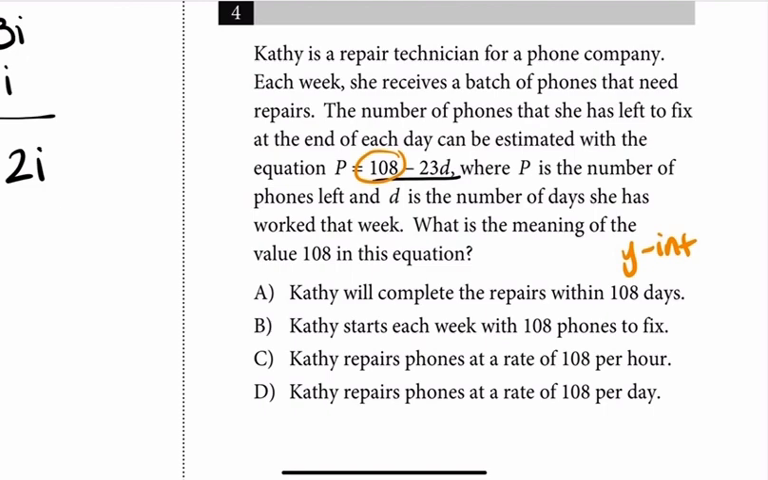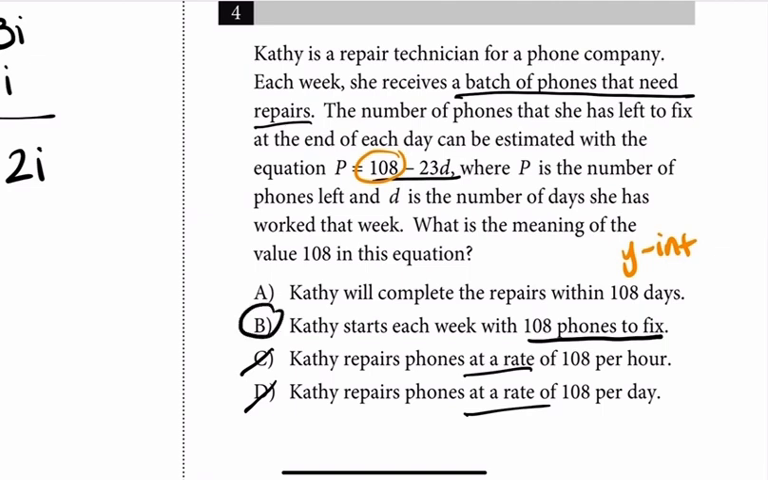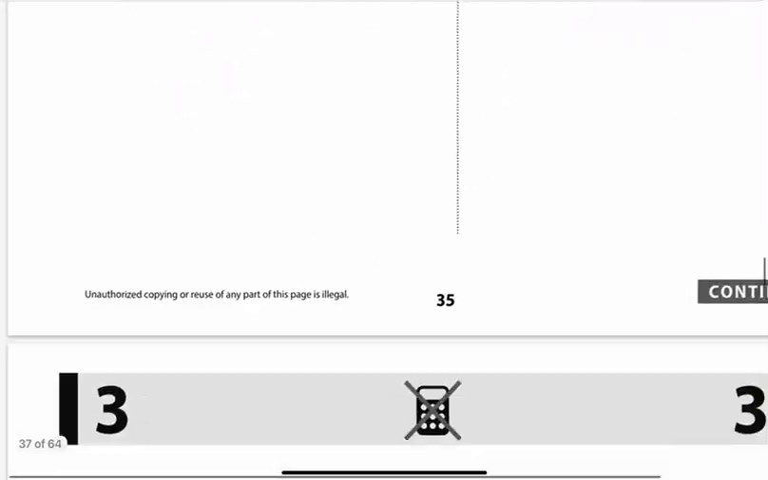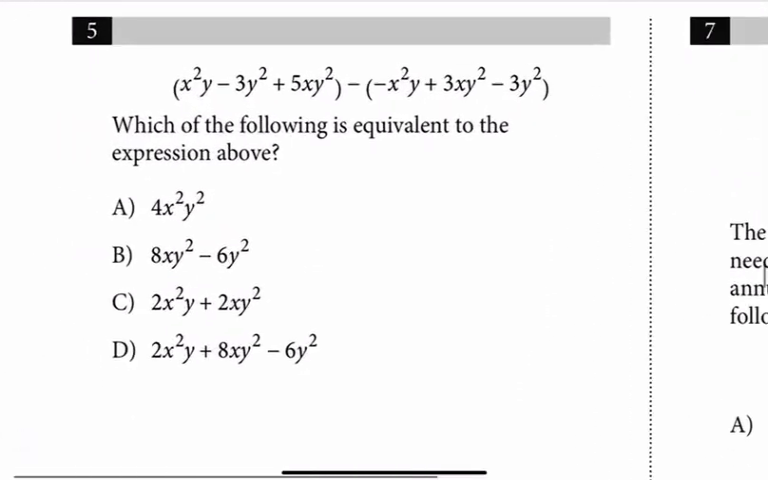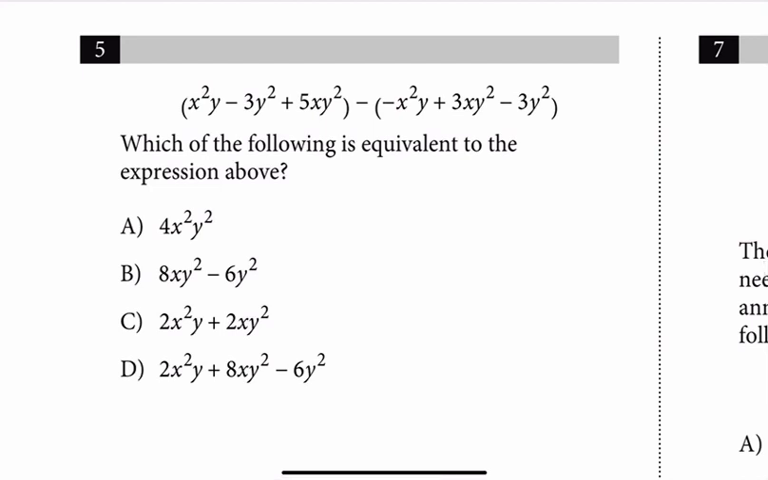And I know that she starts off a week with a batch of phones that need repairs. And then every day, she's getting rid of some amount, which is what the slope is going to end up being. So anything that talks about rates, those are slopes. So these can all be canceled out. And then when you say Kathy starts each week with 108 phones to fix, that makes sense because she's starting the week and then she's going to lower that pile of phones she's repairing. So it's B.